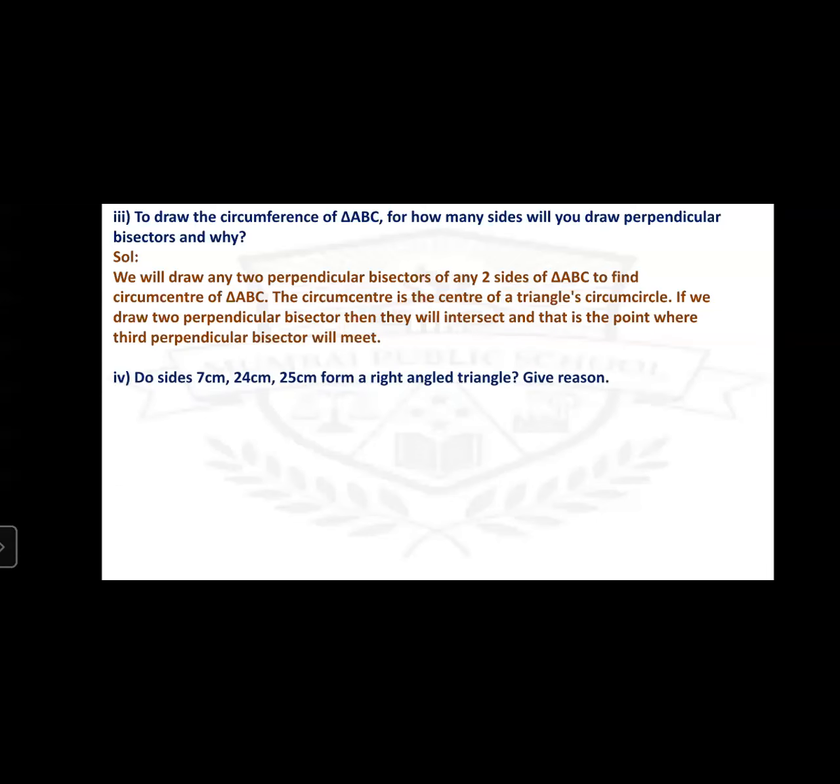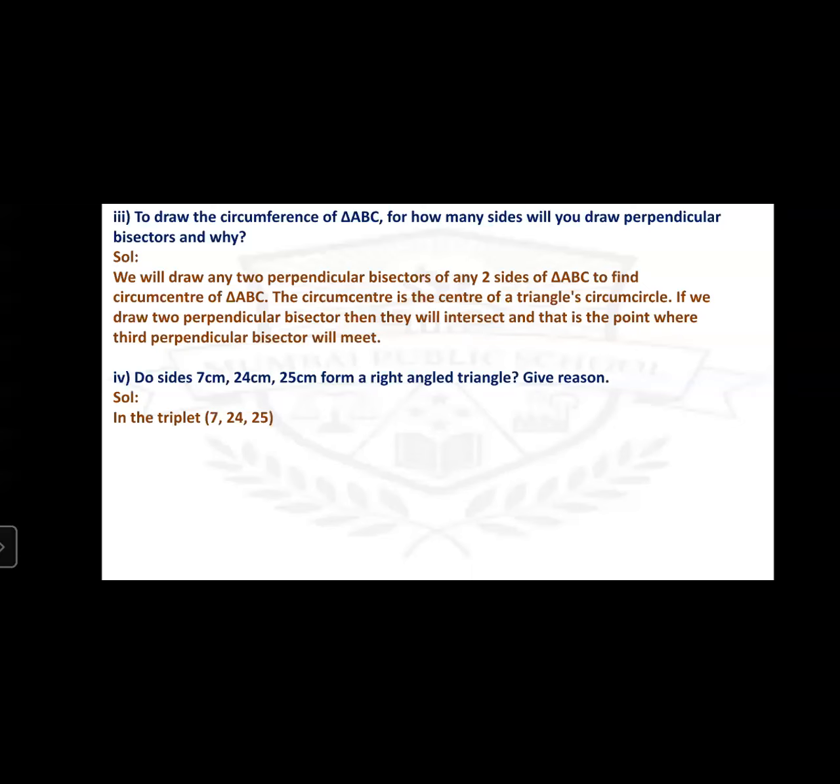Okay, now question number 4. Very simple. This question is asked from the second chapter, that is Pythagoras Theorem. Do sides 7 cm, 24 cm, 25 cm form a right angle triangle? Give reason. So 3 sides are given. They ask whether these 3 sides form a right angle triangle. So first we write here: the 3 sides given are called a triplet, 7, 24, 25.